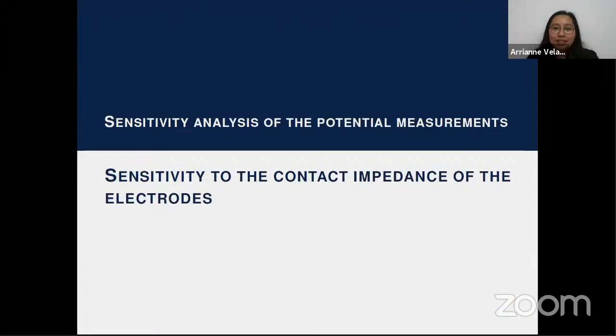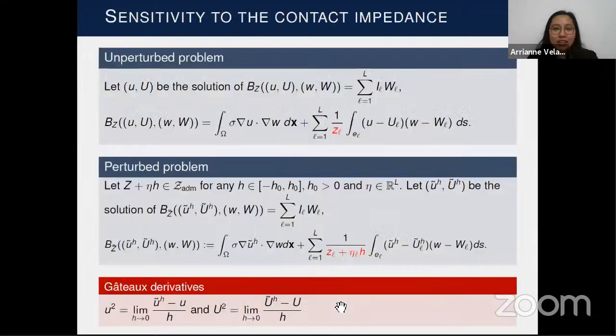Okay, so for the sensitivity with respect to the contact impedance, we again observe the two problems, the unperturbed one and the perturbed one. This is still the same as B sigma. I used different notation. So here, the unperturbed conductive contact impedance, and for the perturbed contact impedance, Z plus eta H. So our direction is eta.